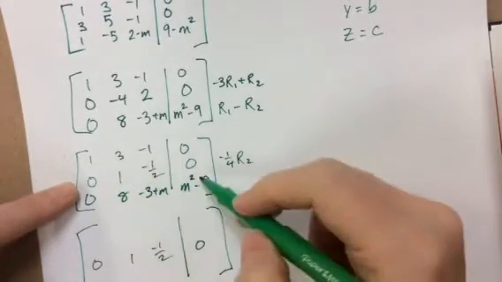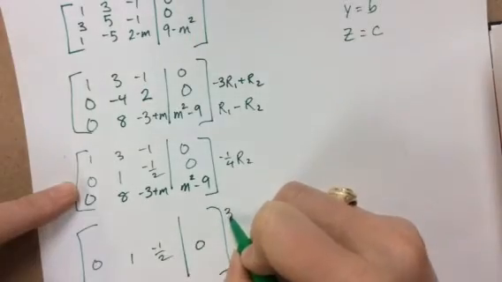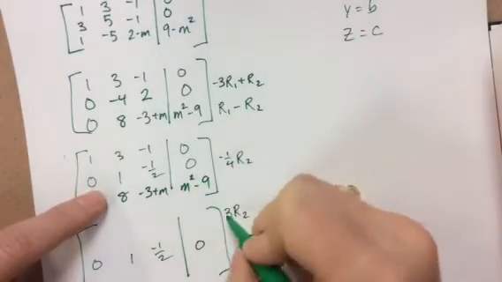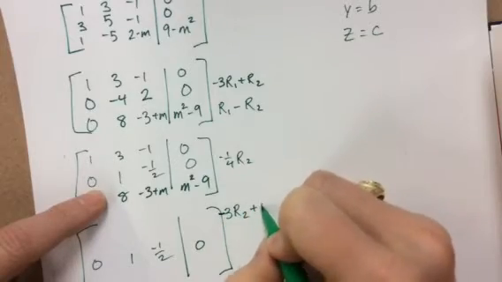And then I'm going to multiply, I'm going to say 3 row 2. I'm going to say -3 row 2 plus row 1.